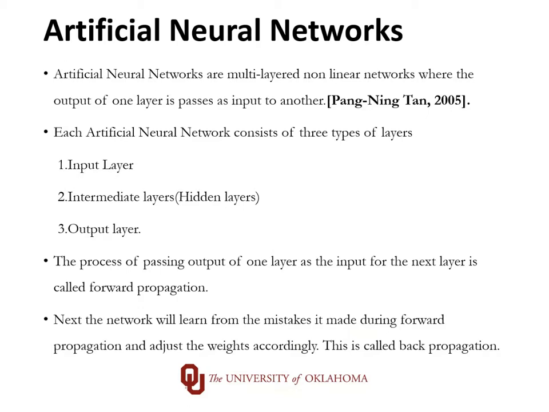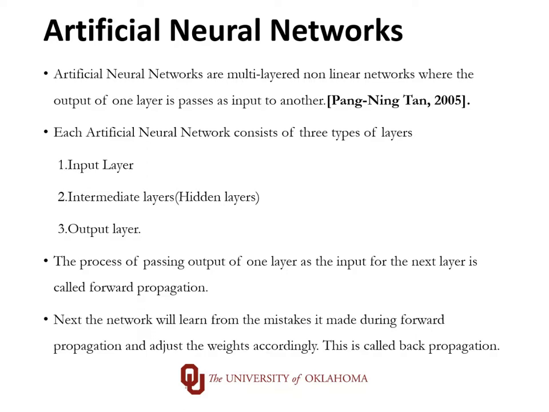Artificial neural networks, also called ANN, are multi-layer nonlinear networks where the output of one layer is passed as an input to the next layer. They have emerged as an important tool for classification. ANNs are data-driven self-adaptive models, which means they can adjust themselves to the data without any explicit specification of the distribution of the underlying model. Secondly, they are universal function approximators, which means they can approximate any function with arbitrary accuracy.